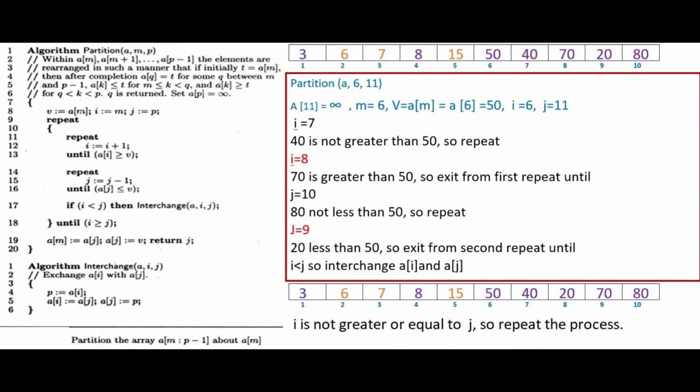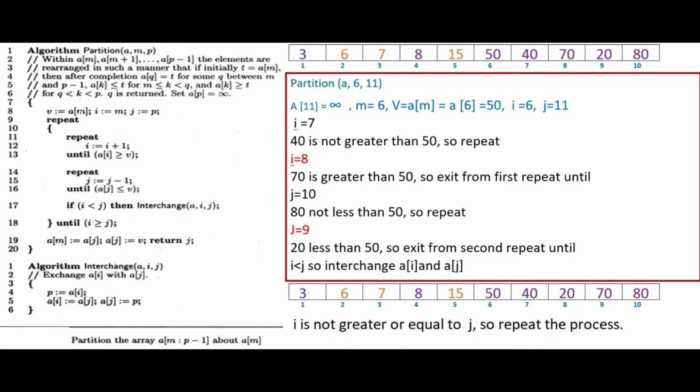Now we select two values, that is 70, which is greater than the key value, and 20, which is less than the key value, from the right side. i less than j: here i is less than j, so the interchange operation is performed, interchange a of i and a of j, a of 8 and a of 9, that is represented in the last array. The array is updated.